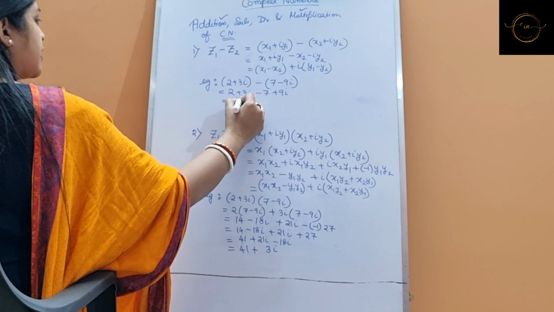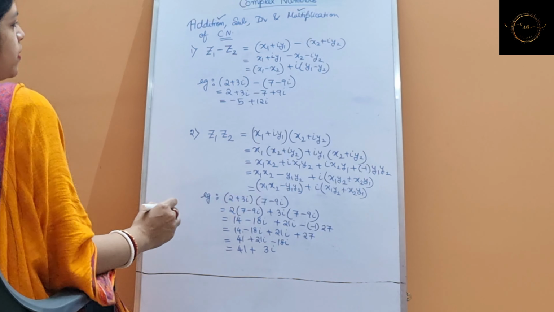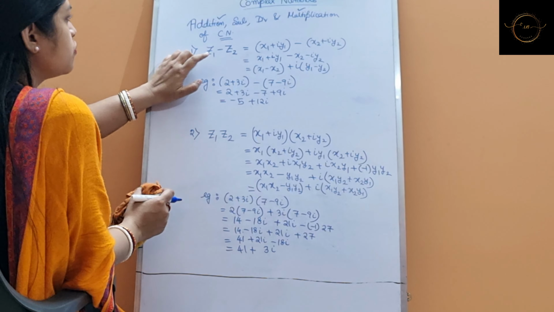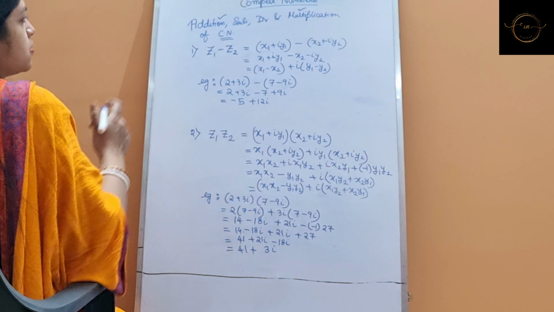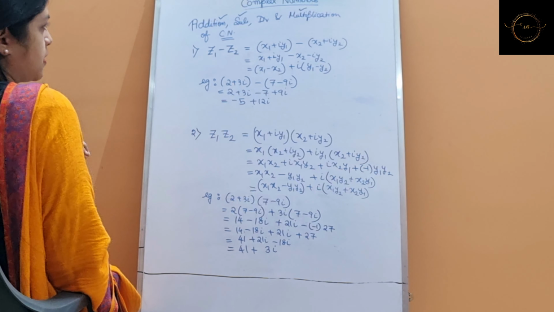2 minus 7, that is minus 5. 9 plus 3, that is equal to 12i. This will be your answer if you are asked to subtract two complex numbers. So we have done the subtraction part also along with an example.